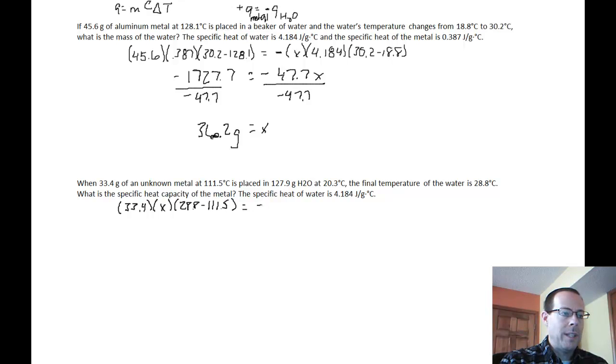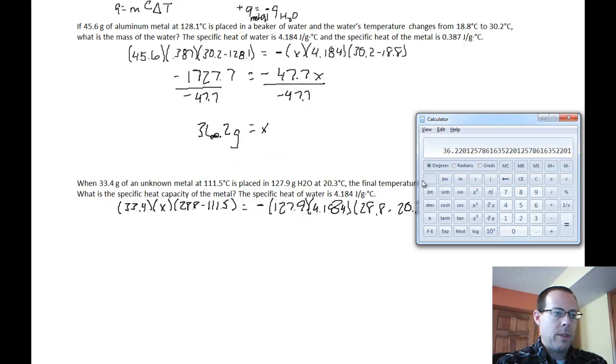And that's going to equal negative, right? We know the mass of the water this time, 127.9. Specific heat of water is always the same, 4.184. And then we have final temperature minus initial, which is going to be 28.8 minus 20.3.